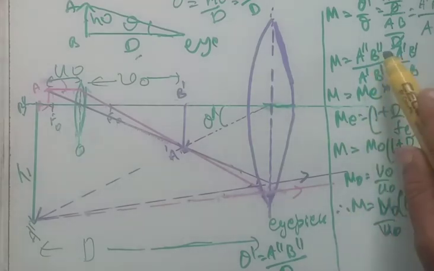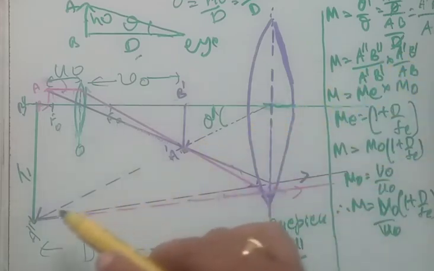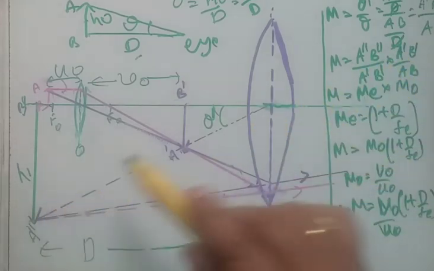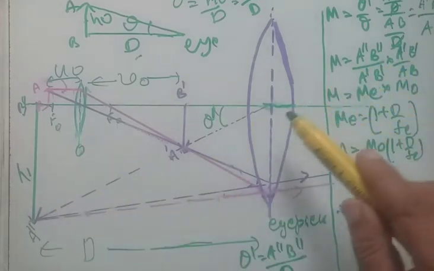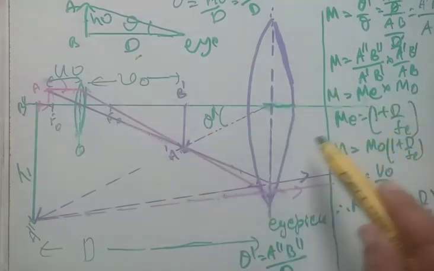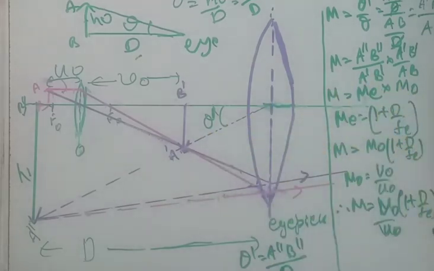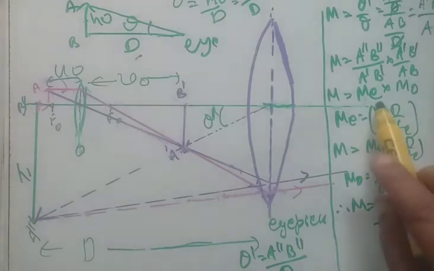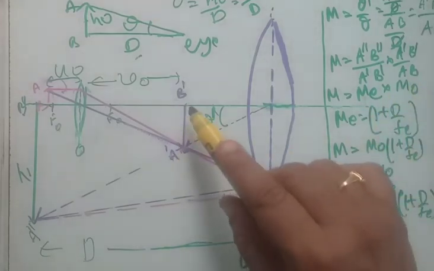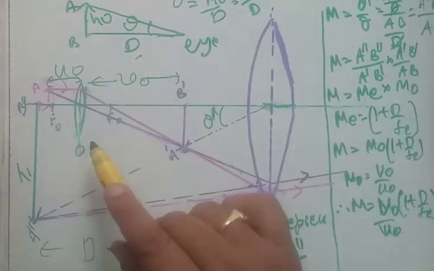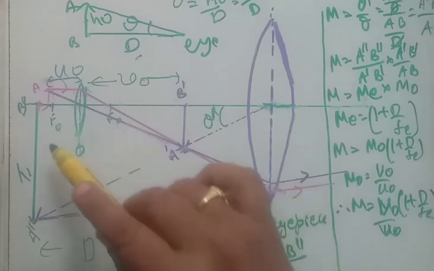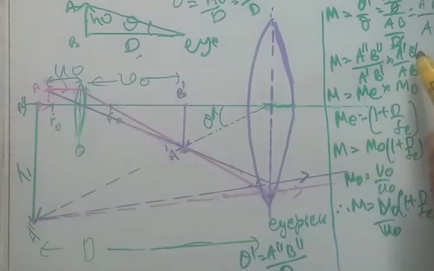But we know A double dash B double dash is the height of the image for the eyepiece, and A dash B dash is the height of the object for the eyepiece. Therefore, I can write it as the magnifying power of the eyepiece, ME. In the same manner, A dash B dash is the height of the image for the objective, and AB is the height of the object. So I can write it as the magnifying power of the objective.